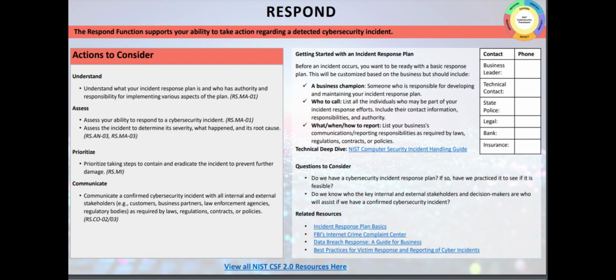Understand what your incident response plan is and who has authority and responsibility for implementing various aspects of the plan. Assess your ability to respond to a cybersecurity incident. Assess the incident to determine its severity, what happened, and its root cause. Prioritize taking steps to contain and eradicate the incident to prevent further damage. Communicate a confirmed cybersecurity incident with all internal and external stakeholders, e.g., customers, business partners, law enforcement agencies, regulatory bodies, as required by laws, regulations, contracts, or policies. Getting started with an incident response plan.